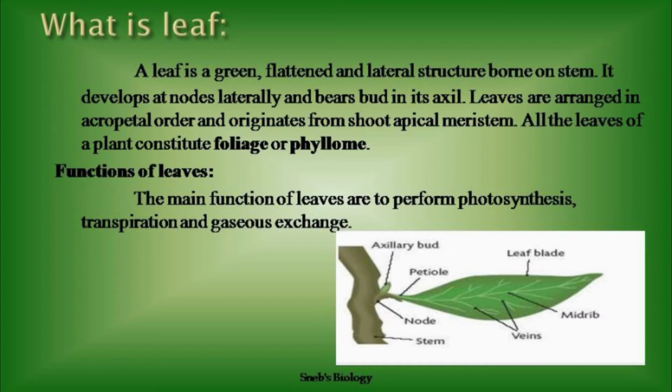Firstly, the main function of the leaf is to perform photosynthesis, that is, to manufacture food. Secondly, transpiration, that is, to check the loss of water from the plant. And third is gaseous exchange through specialized openings called stomata, which are present in the lamina of the leaves. Besides this, the leaf performs secondary functions after certain modifications, which we will discuss later.